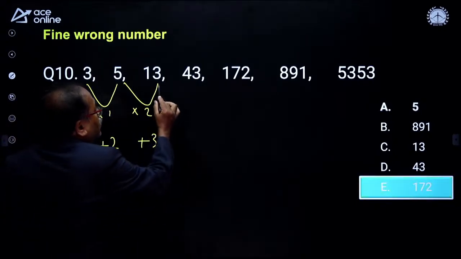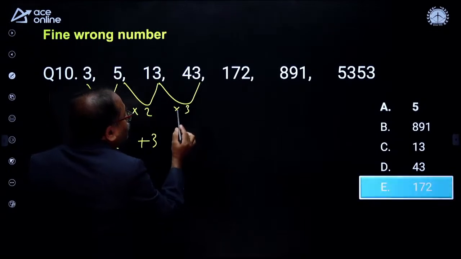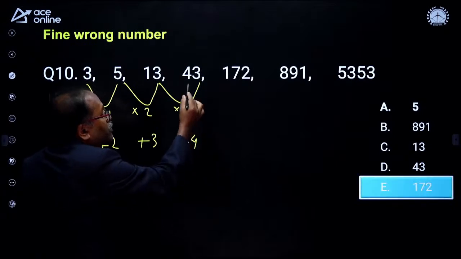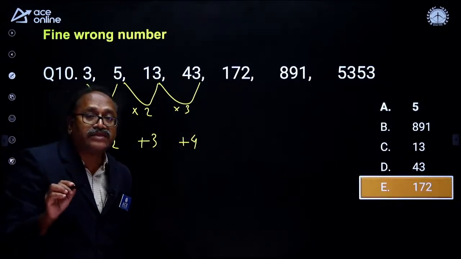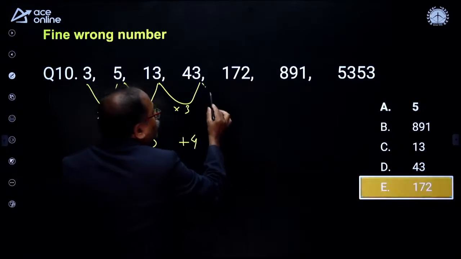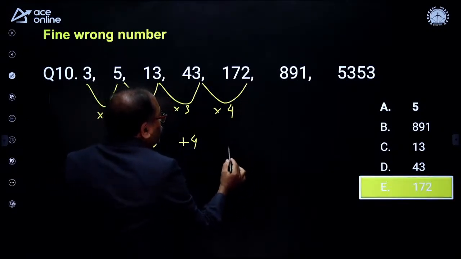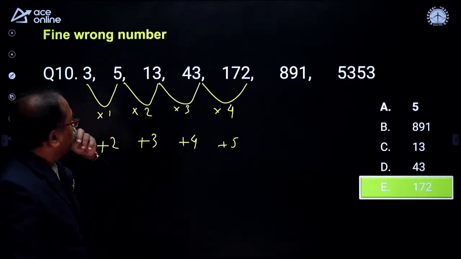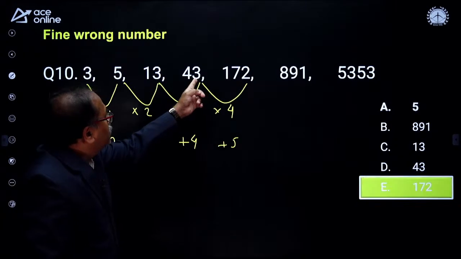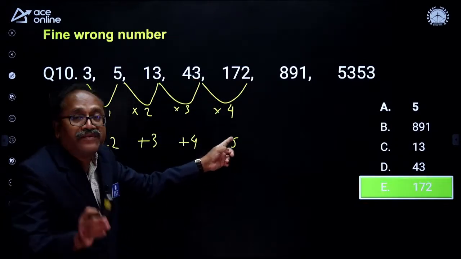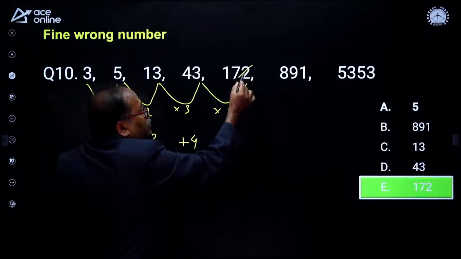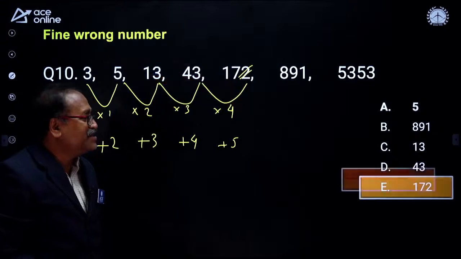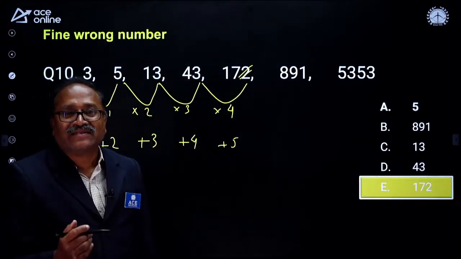Okay. Let's check what is happening here. If I go for into 3, then 39. And 39 plus 4, 43 is correct. Yes, friends? Okay. Now I will go for into 4 over here, and then plus 5. From here to here, 4 3 is 12, and 12 plus 5 is 17. So my unit digit should be 7. So this is the wrong number. 172 is your answer. Right?